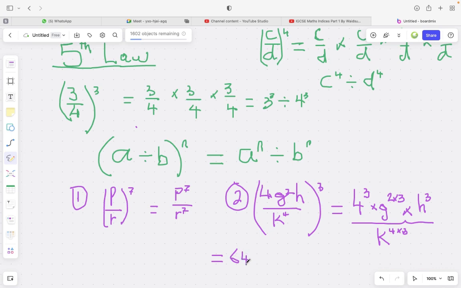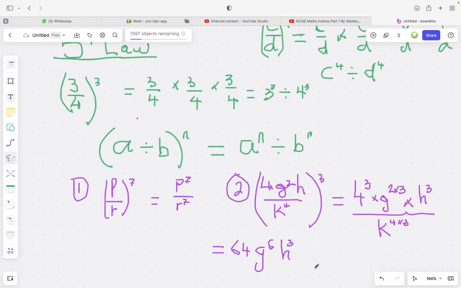So let's begin to evaluate. G to the power of 2 times 3 becomes g to the power of 6. So we write g to the power of 6. And then we have h to the power of 3, right? We write h to the power of 3.